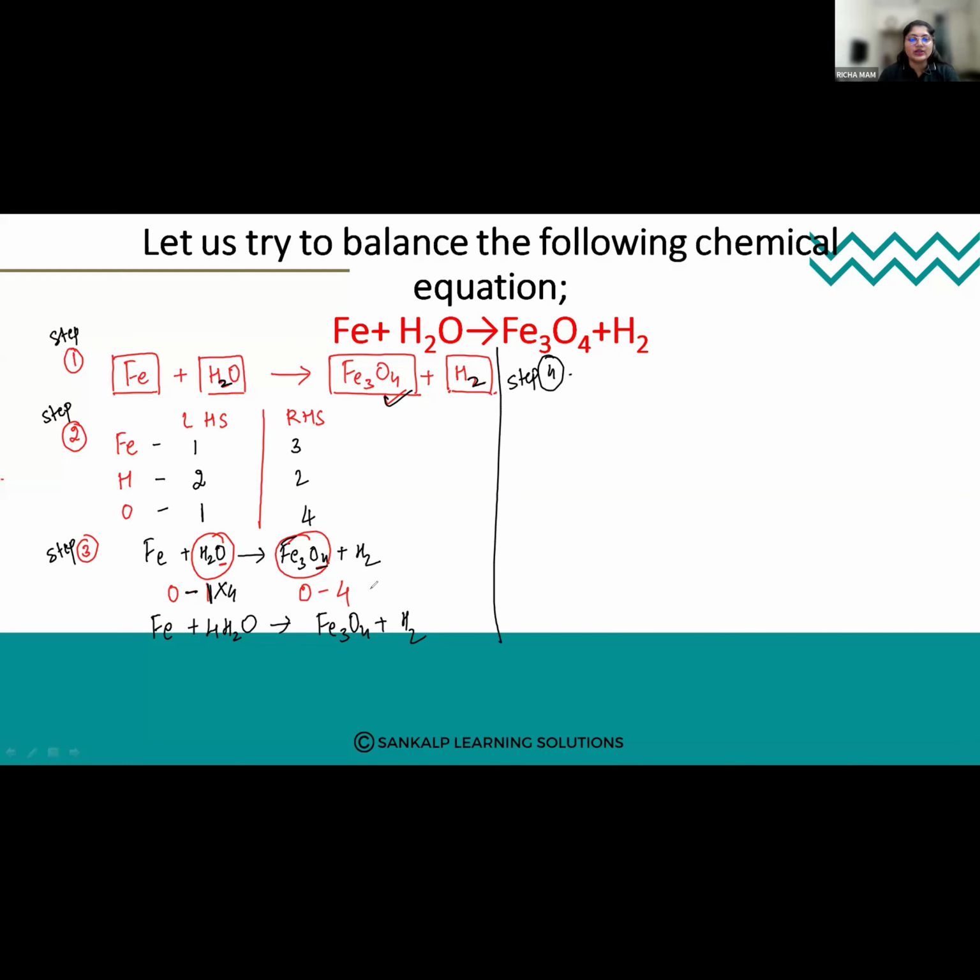Next is step number 4. What is step number 4? After balancing the oxygen, I will balance the hydrogen atoms. So let me write the equation again. My equation is Fe plus 4H2O giving you Fe3O4 plus H2. Now I have to balance the hydrogens. The number of hydrogens here is 8, because 4 into 2 is 8. Here, there are 2 hydrogens.